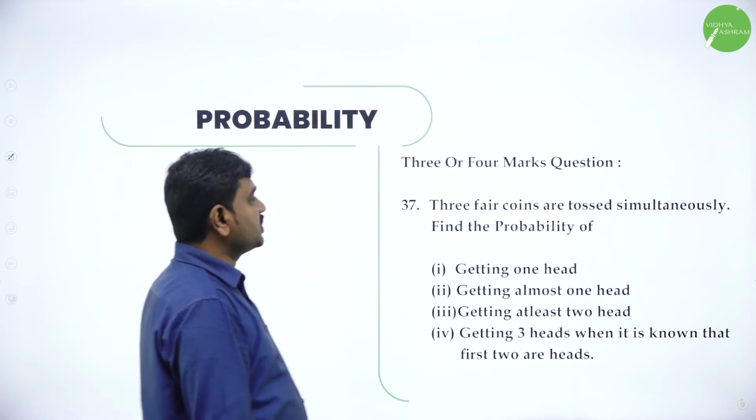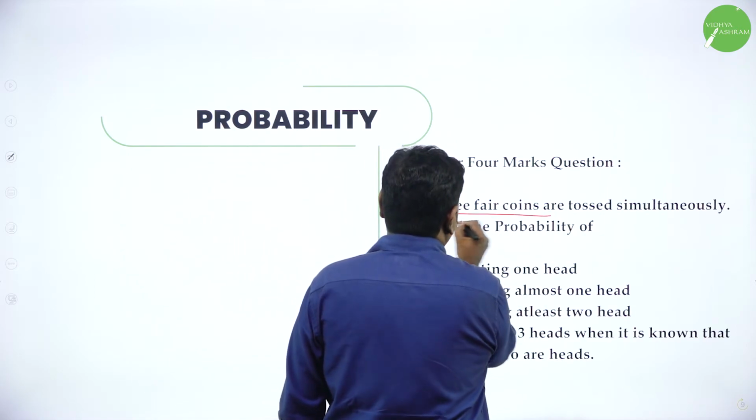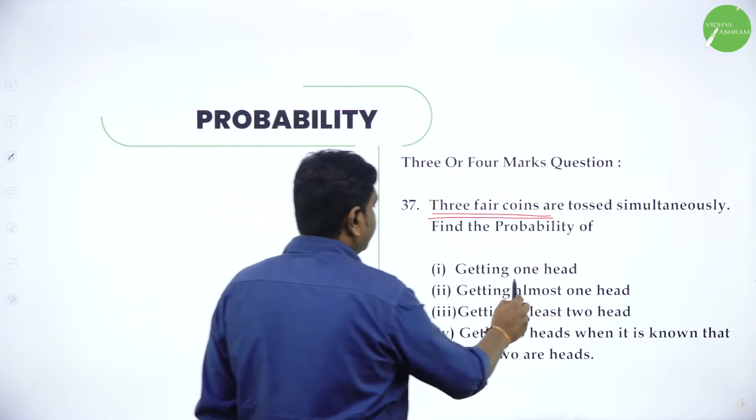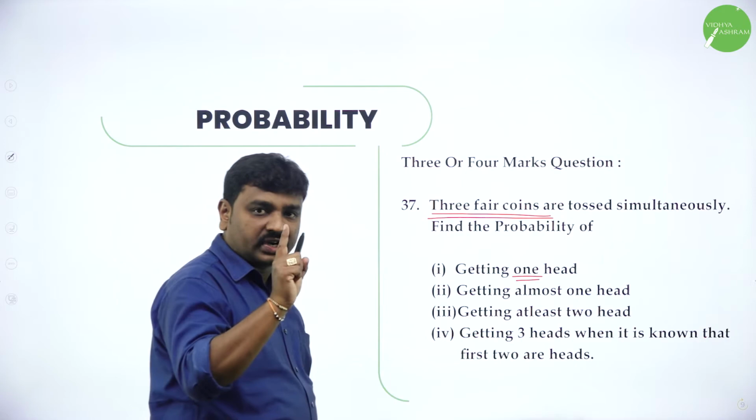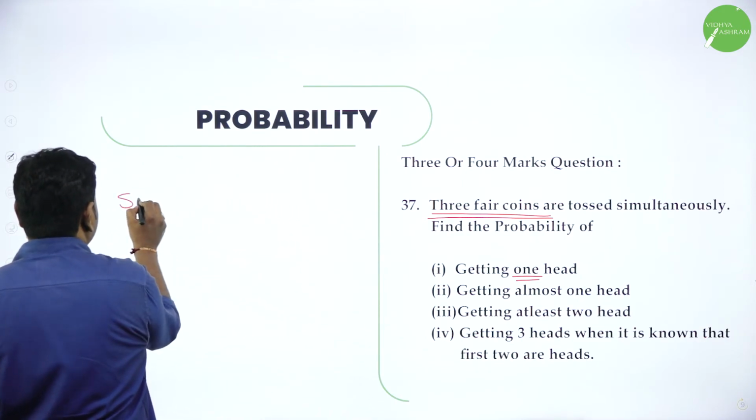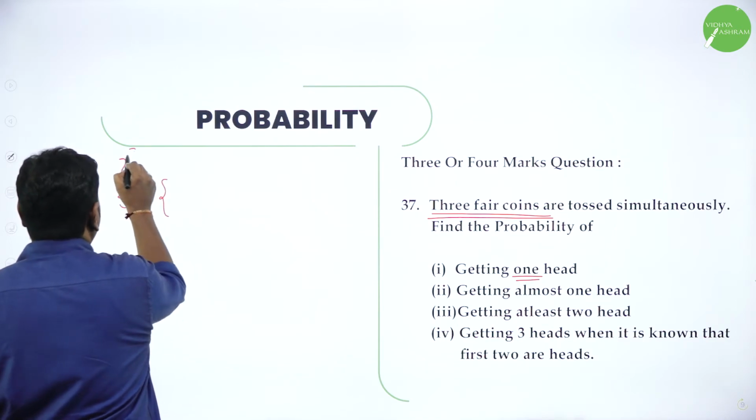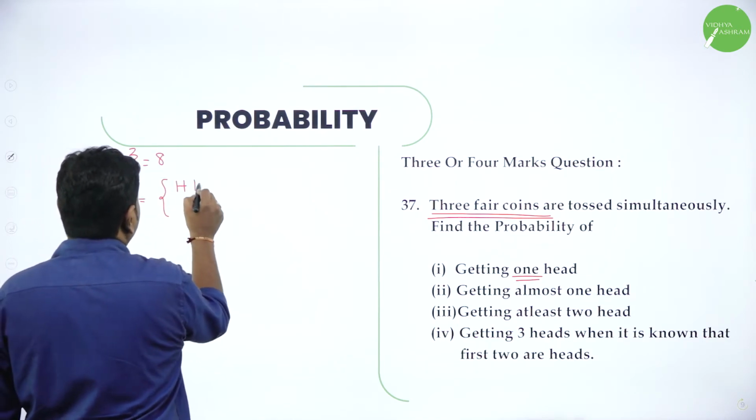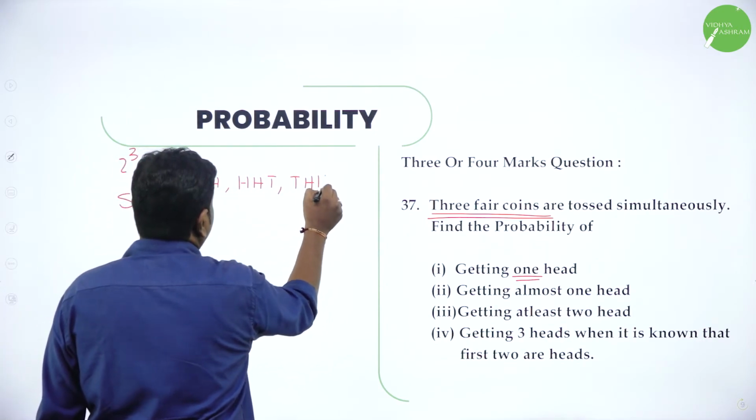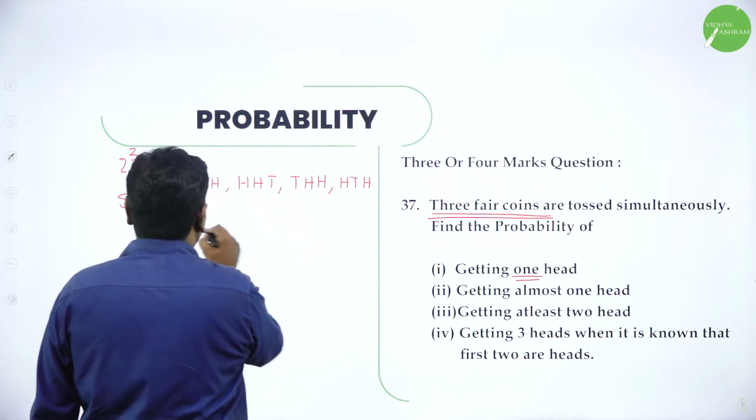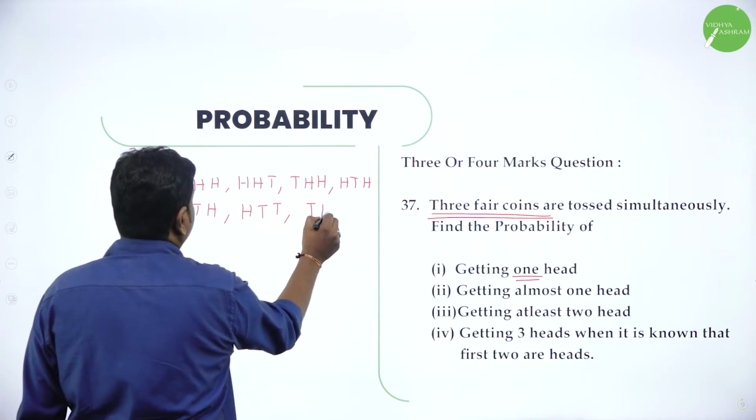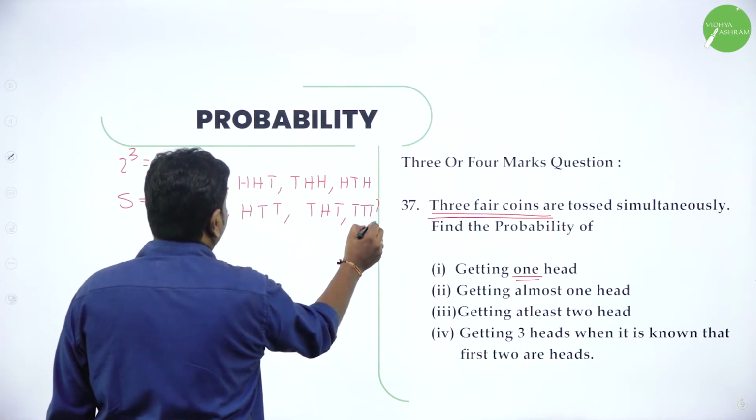Now 3 fair coins are tossed simultaneously. Find the probability of getting one head. So now 3 fair coins if you toss simultaneously, sample space is 2 cube, 8. What are the 8 outcomes? Head, head, head, or head, head, tail, or tail, head, head, or head, tail, head, or tail, tail, head, or head, tail, tail, or tail, head, tail, or all 3 tails. So these are the possibilities.